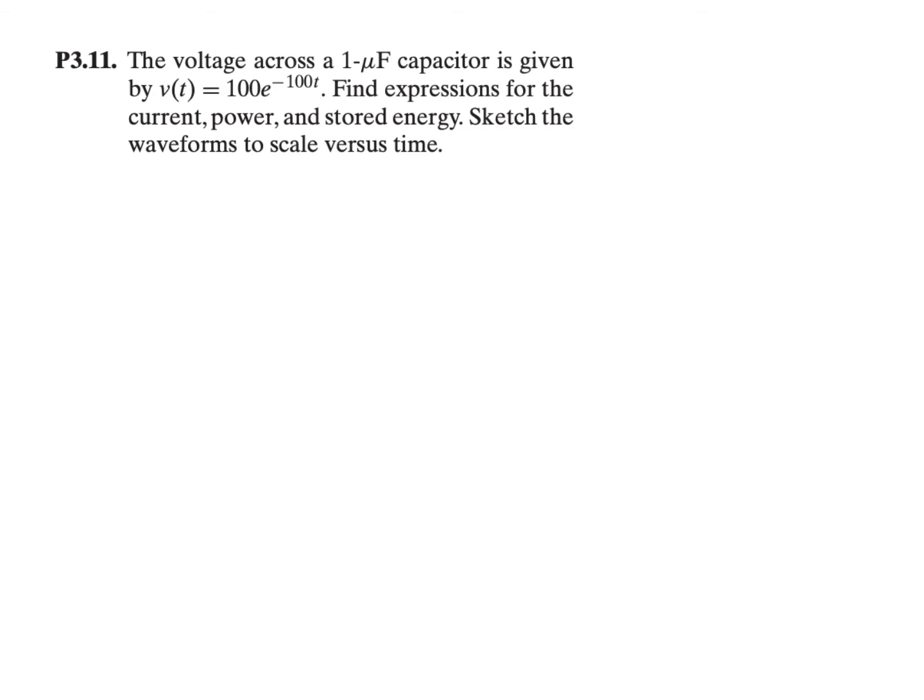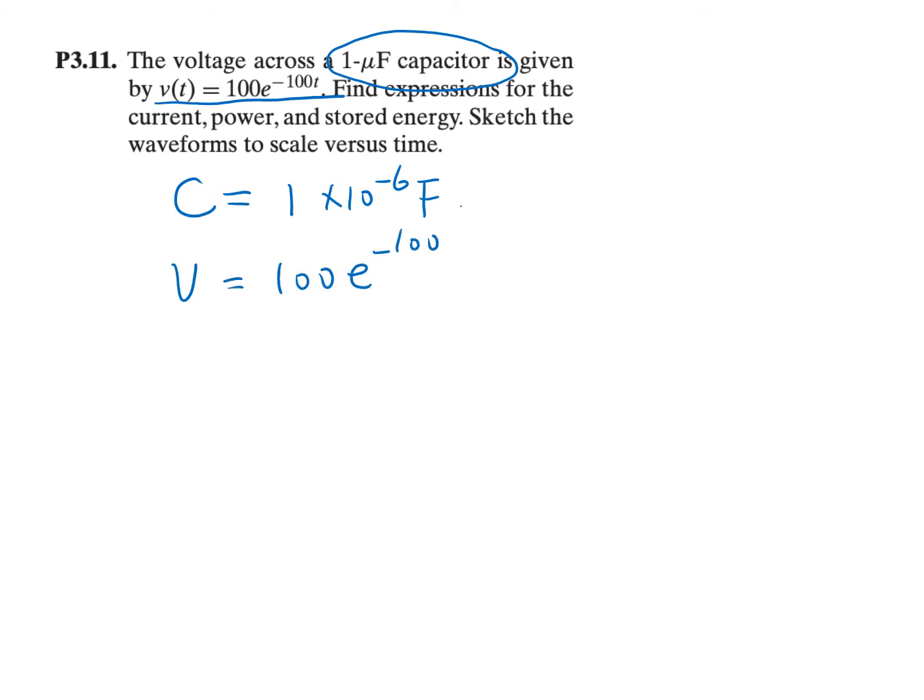Question P3.11. The voltage across a 1 microfarad capacitor is given: the voltage v(t) is equal to 100 e to the power of negative 100 t. So we have the capacitance of the capacitor is 1 times 10 to the negative 6 farads. The V is 100 e to the negative 100 t. And we need to find the expressions for current, power, and stored energy. And we are also asked to sketch the waveforms to scale versus time. Let's first calculate the current.